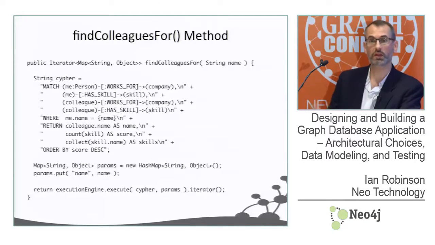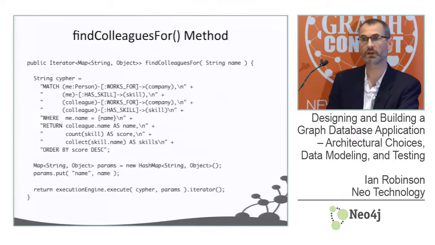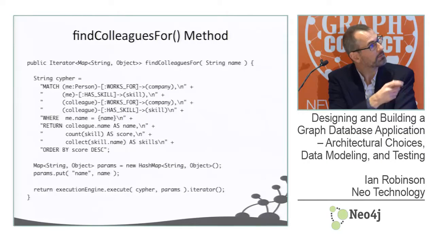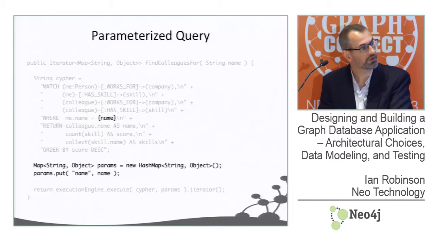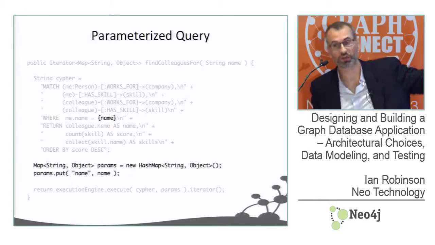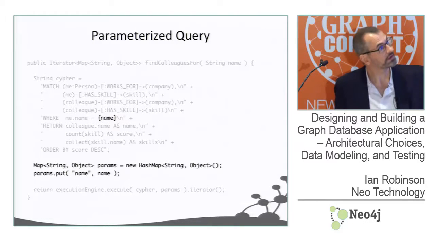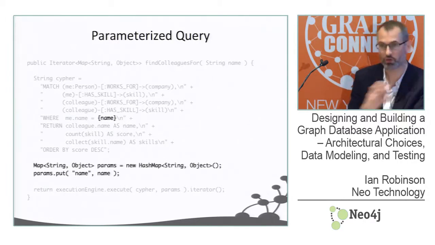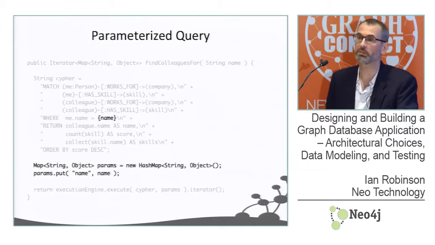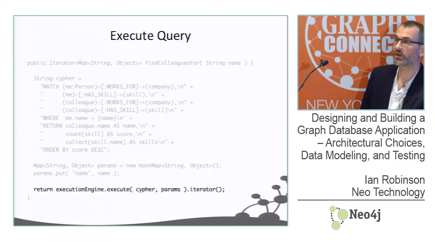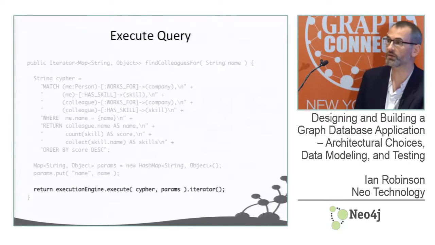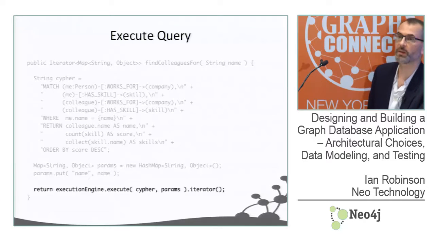So I've taken my query, the query that we worked on earlier, that we looked at in the first half of the talk. It's a parameterized query. There's the Cypher query. I supply one of the parameters. So we were passing in the value Ian in our test. That was that name parameter. I'm actually creating a map, and that allows me to parameterize this query. And then I use the execution engine to execute the Cypher query and pass in those parameters. And then we just grab hold of the iterator of the results. So that's it. Everything hopefully works as expected by this point.